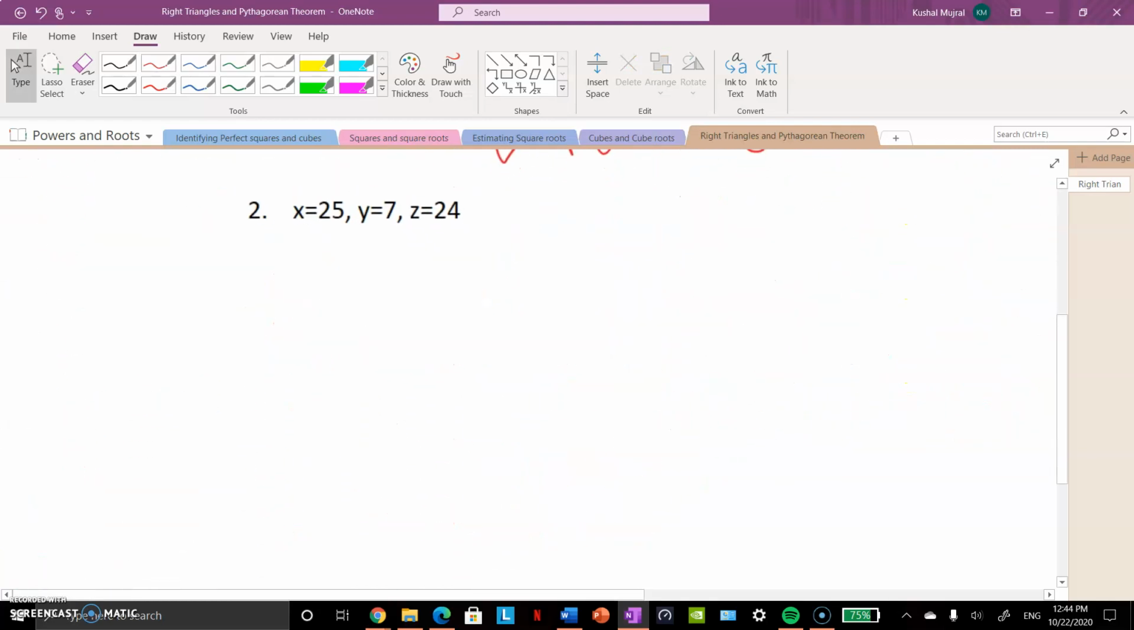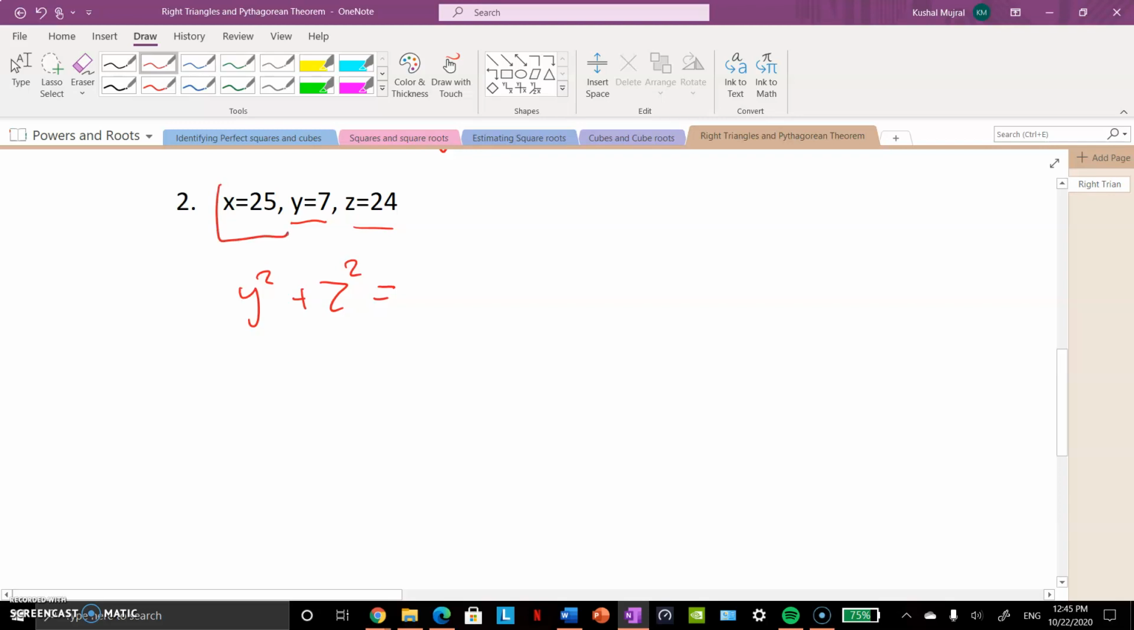Let's take a look. X equals 25, Y equals 7, Z equals 24. Now you might be wondering, hey, why are there X's, Y's, and Z's? I thought we were looking at A, B, and C, right? Well, the way Pythagorean theorem works is, we're going to look at the two smallest numbers. So that's Y squared plus Z squared. They add up to the largest number, which is 25 squared, right? Let's take a look at the original equation. A squared plus B squared equals C squared.